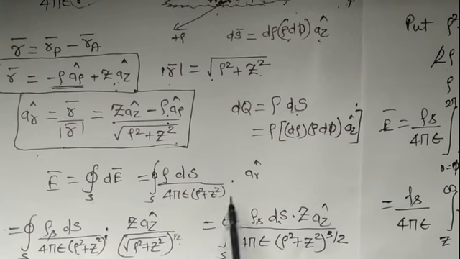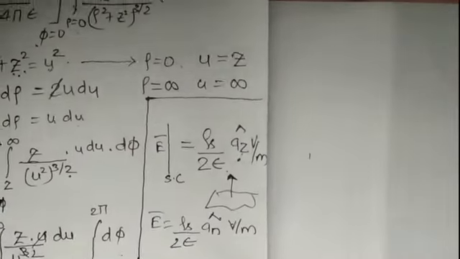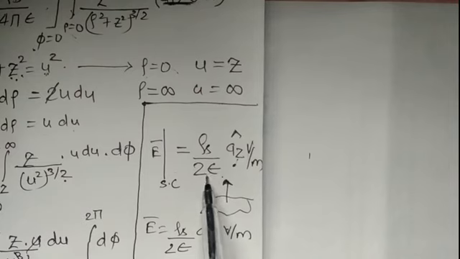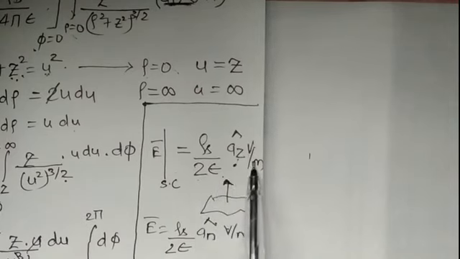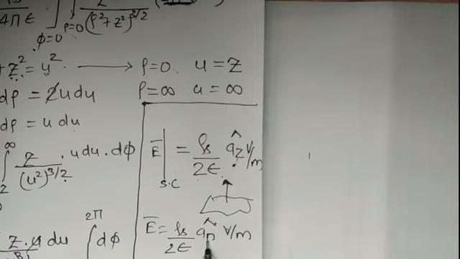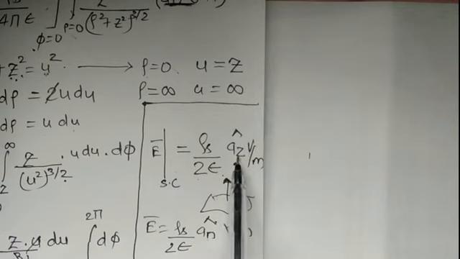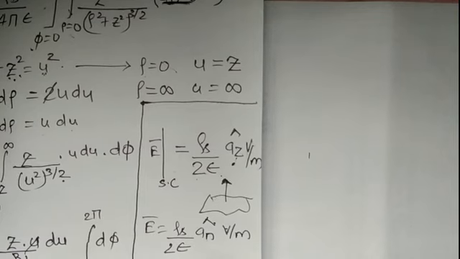Now solving this equation leads to the final value rho S divided by 2 times epsilon Az volt per meter. Now generalizing this perpendicular component to the sheet as the normal component, Az cap is replaced by An cap, so E equals rho S divided by 2 times epsilon An cap volt per meter.